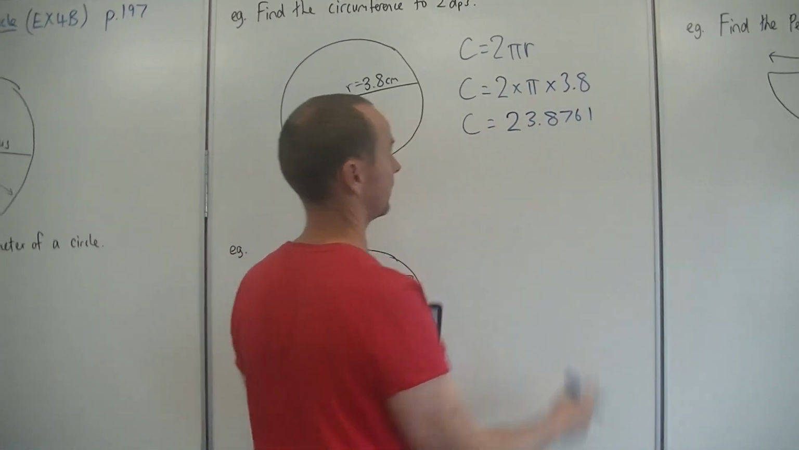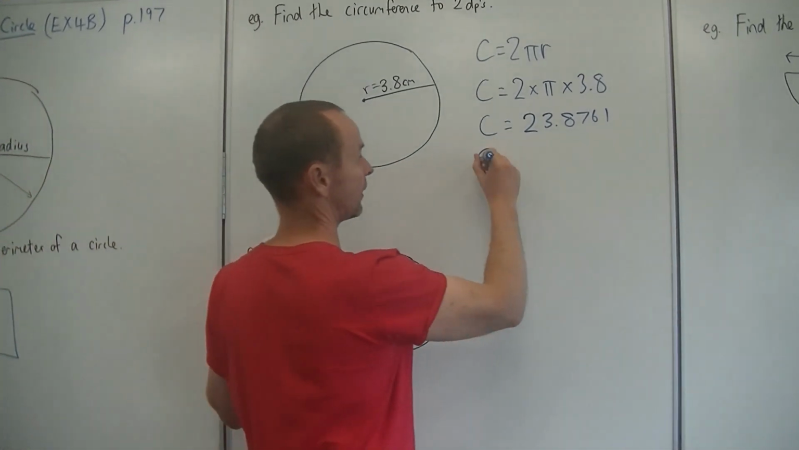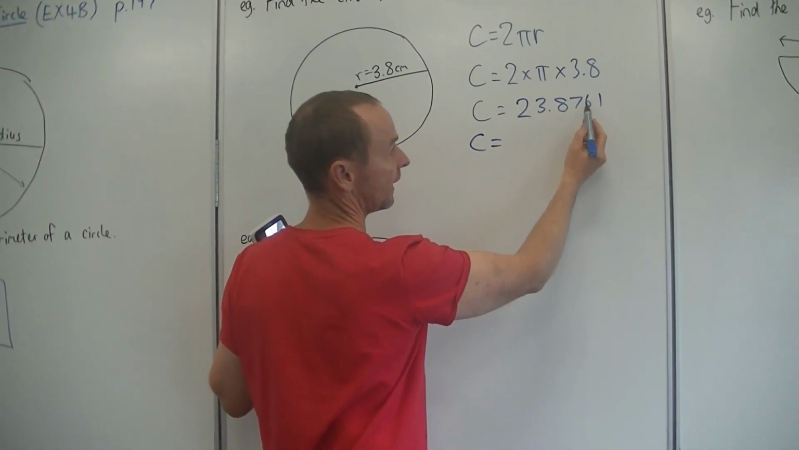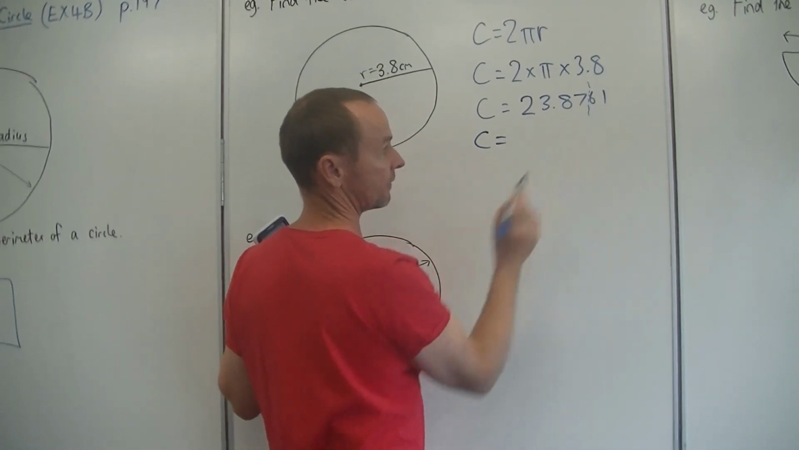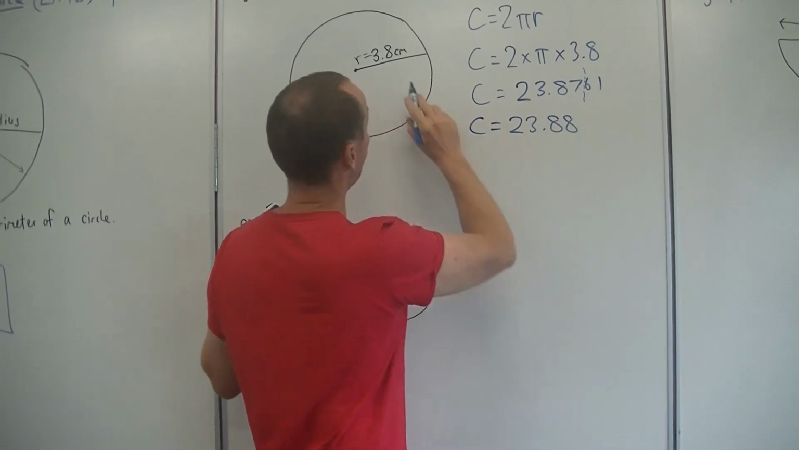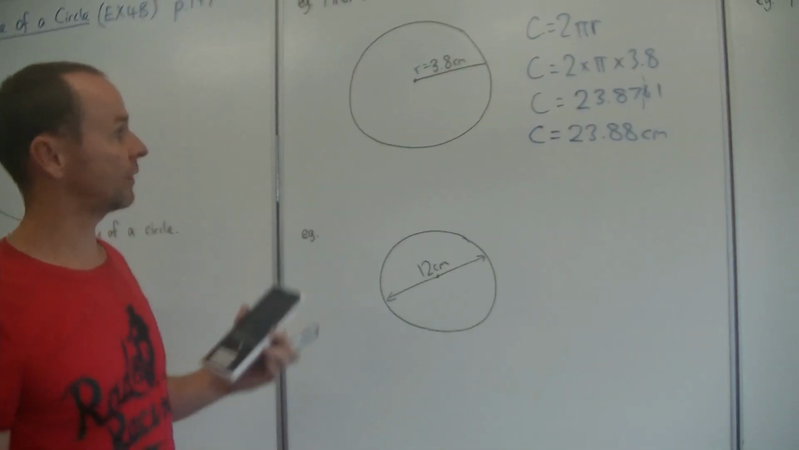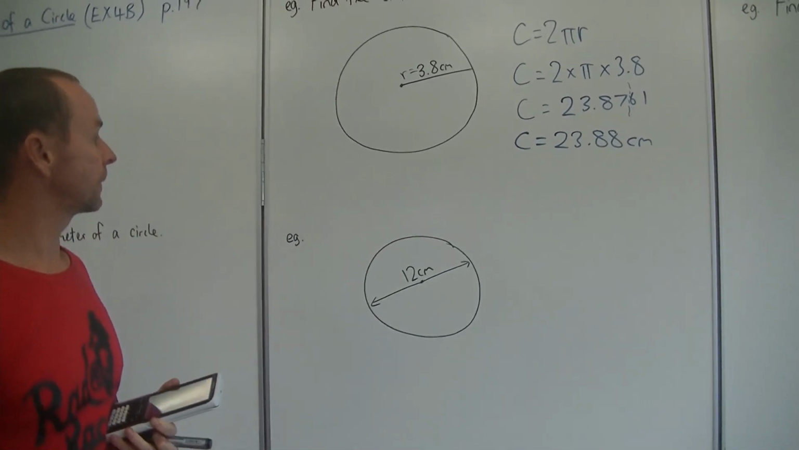23.8761. Now it says there, find it to 2 decimal places, so you have to know how to round off. So we're going to chop it off there, and the next digit's a 6, so we round it up. So it's 23.88, and the units are centimetres, because circumference is a length. So it's 23.88 centimetres. Excellent.